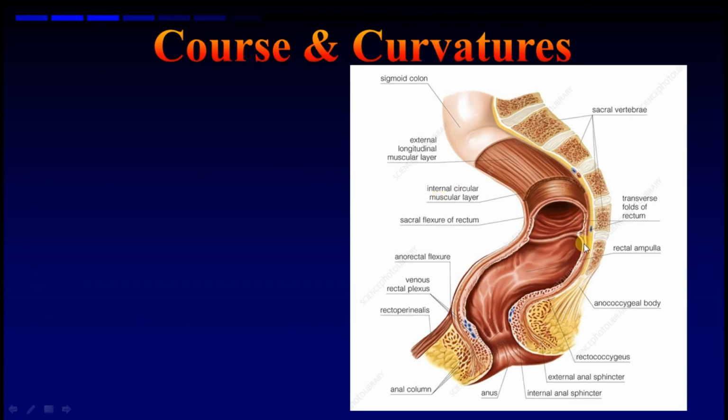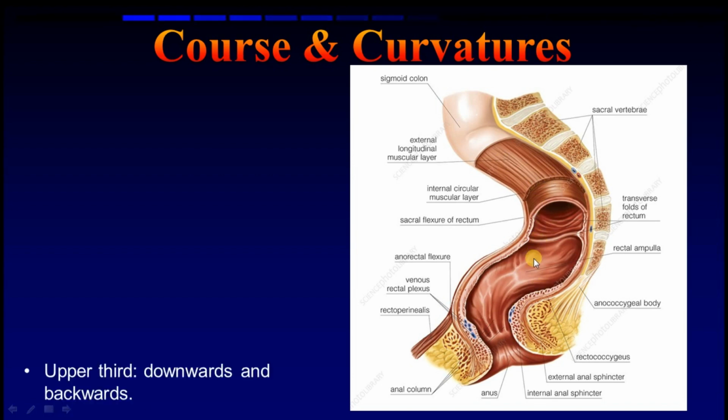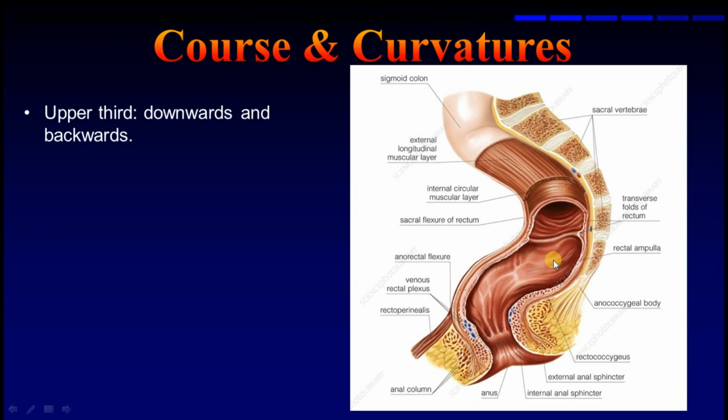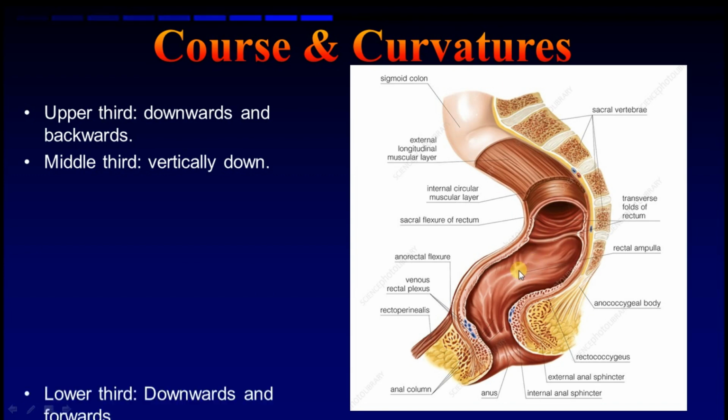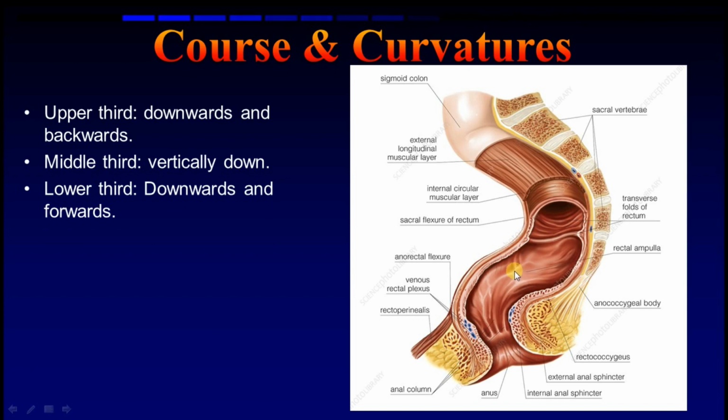Now, curvatures of the rectum. Mainly you have curvatures antero-posteriorly, which are vertically disposed. If you look at the course, the upper part runs downwards and backwards, the middle part vertically downwards, and then the lower part downwards and forwards. And abruptly it turns downwards and backwards to continue as the anal canal.